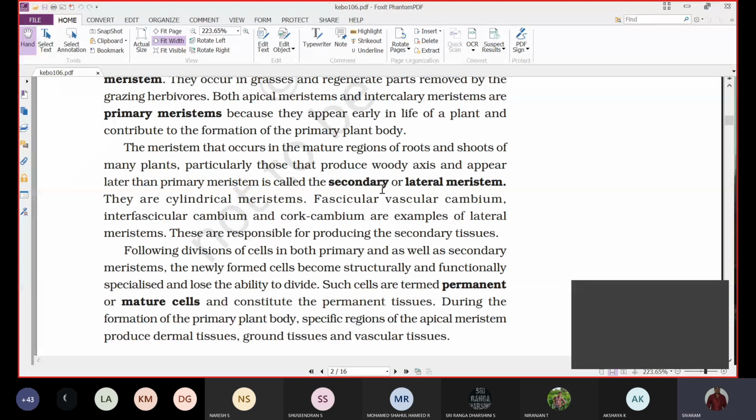We can see there are totally three different types of meristems: apical meristem, intercalary meristem, and lateral meristem. The apical meristem and intercalary meristem fall into one group, the primary meristem, because these two meristems occur from the early days of development of the plant body and are responsible for the primary growth and the formation of primary tissues in the plant body.